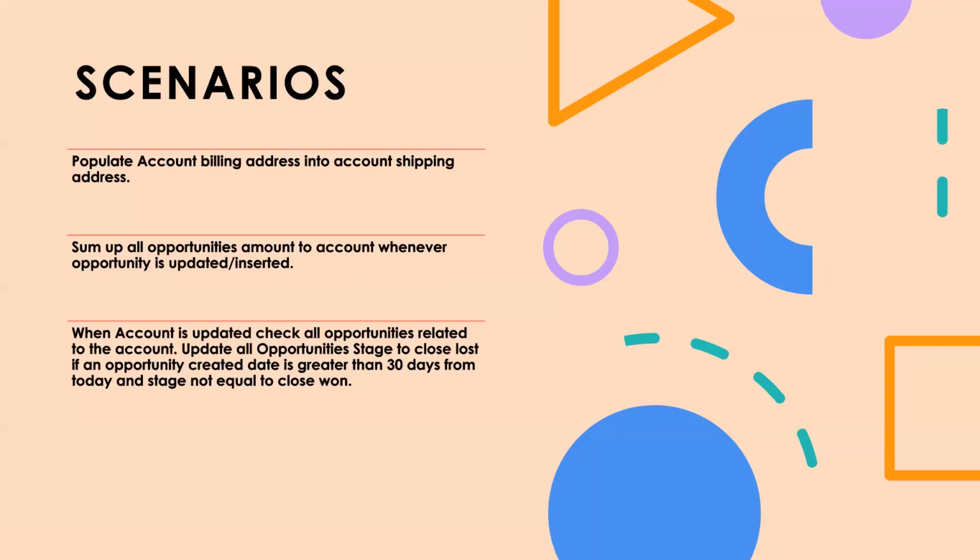Then we have the second scenario, wherein the requirement is to sum up all the opportunity amounts to the account whenever an opportunity is updated or inserted. Let's say you have an account, and multiple opportunities can be associated with it. Say you have 3 opportunities, and all of them have some amount entered. Whenever you update or insert a new opportunity, the logic should sum all the associated opportunity amounts and show the total value on the account.